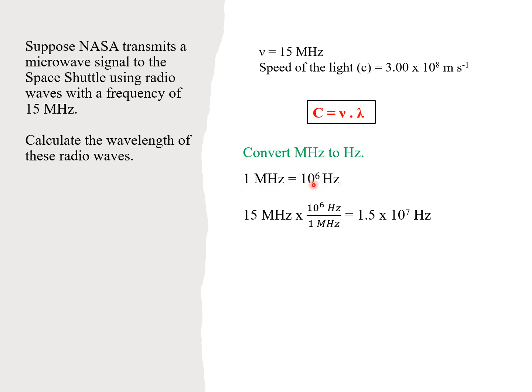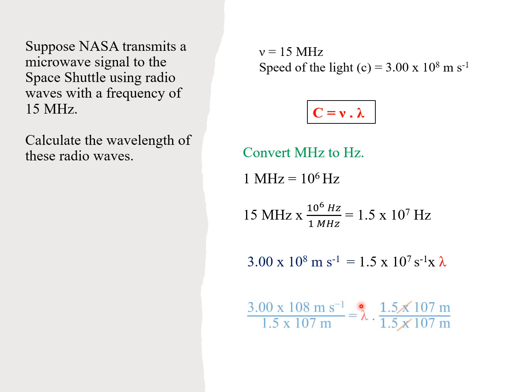Using this equality, we can build this conversion factor. So 15 megahertz multiplied by the conversion factor, megahertz cancels, giving 15 times 10 to the power 6. It is 1.5 times 10 to the power 7 hertz, and the unit is per second. Next, we apply the frequency value and the speed of light value to the equation. So c, the speed of light, equals nu, 1.5 times 10 to the power 7, times lambda, the wavelength. If you divide both sides by 1.5 times 10 to the power 7, you can see the lambda answer. It is 20 meters.